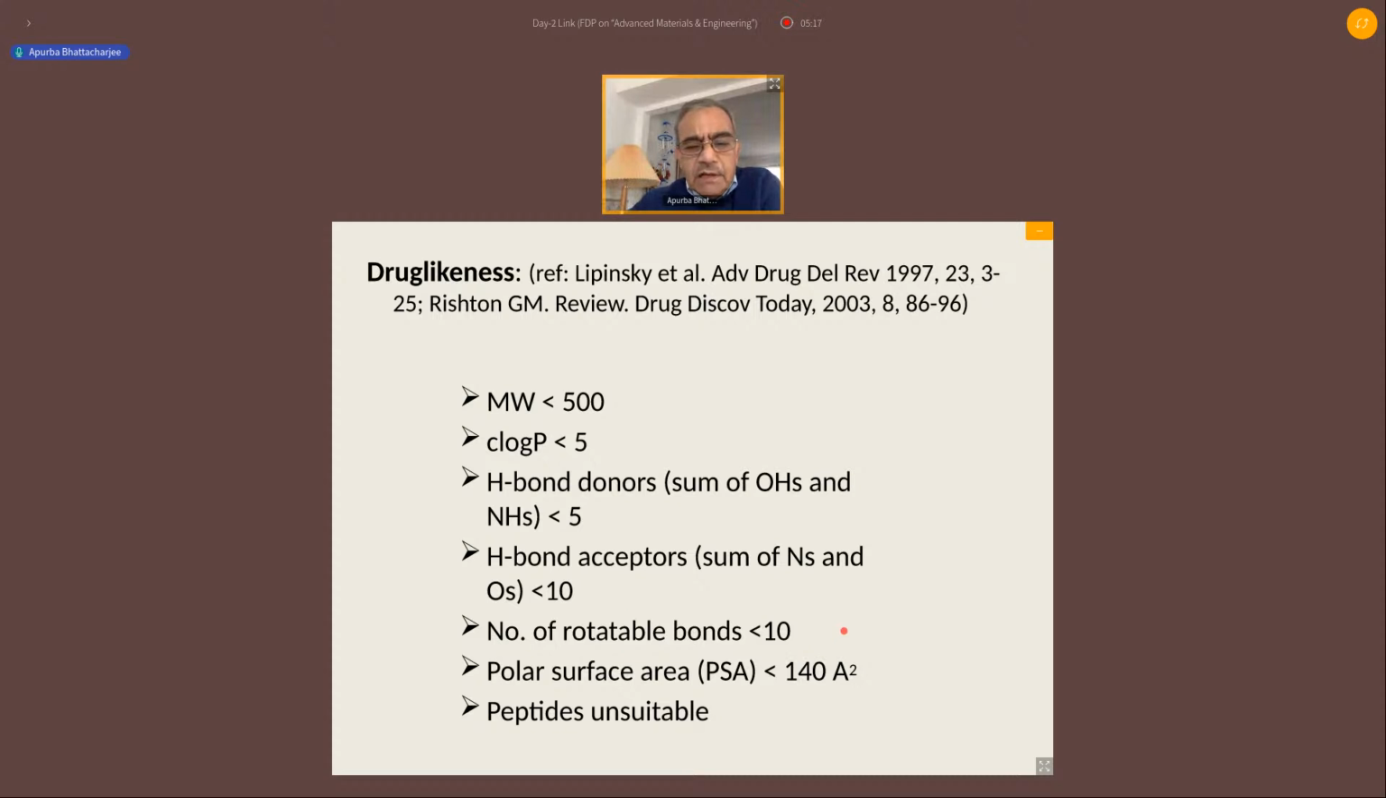The polar surface area, this is an important characteristic for hydrophobicity in a molecule, should also be less than 140 square angstrom. And another important thing is that peptides are usually unsuitable for small molecule drugs.